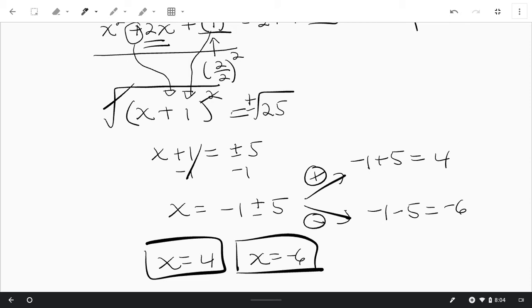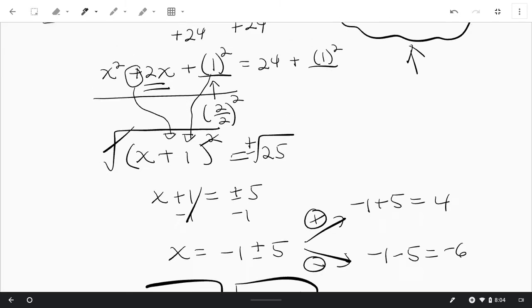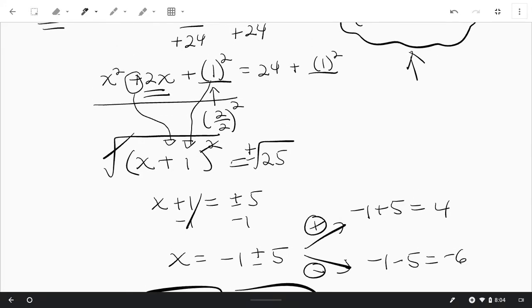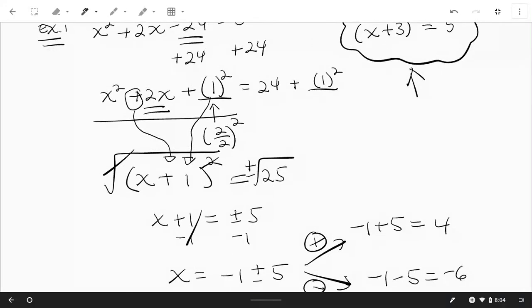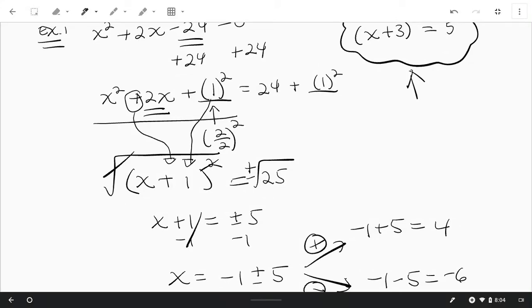This is how we use completing the square to solve. For completing the square for rewriting an equation, we would normally stop right here because the rest of this down below is solving. Okay, so for the rest of the problems, I won't continue solving. I will stop at this point.